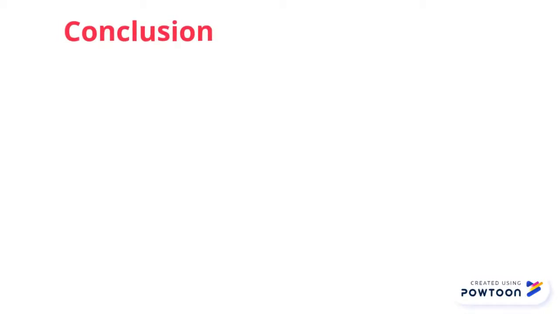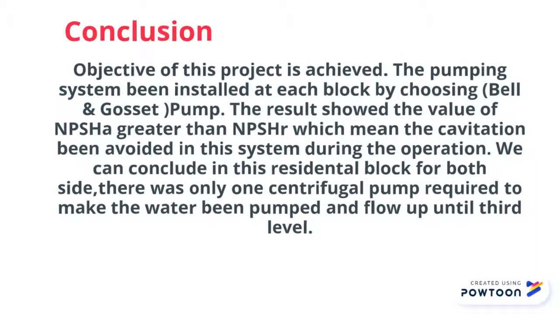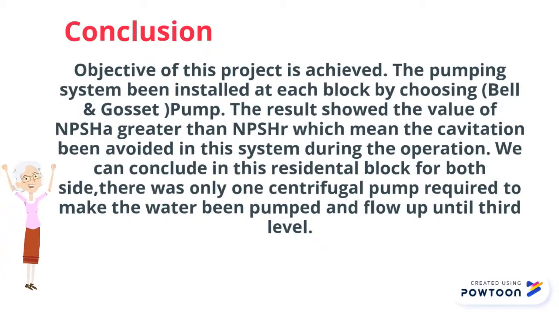Conclusion. The objective of this project is achieved. The pumping system was installed at each block by choosing a Bell and Gossett pump. The result showed the value of NPSHA greater than NPSHR, which means cavitation was avoided in this system during operation. We can conclude that in this residential block, for both sides, only one centrifugal pump is required to make the water be pumped and flow up until the third level.